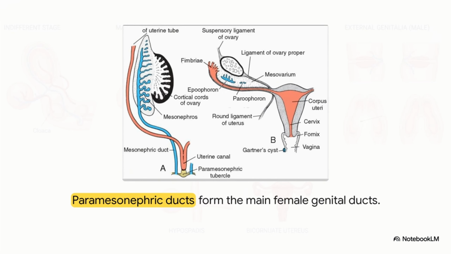Take a look at the paramesonephric ducts. These are absolutely crucial because they're going to develop into the main genital ducts in females. Initially, you can spot 3 distinct parts to each duct. First, there's a cranial vertical portion, and that opens straight into the abdominal cavity. Below that, you've got a horizontal part that actually crosses right over the mesonephric duct. And finally, there's a caudal vertical part at the bottom.